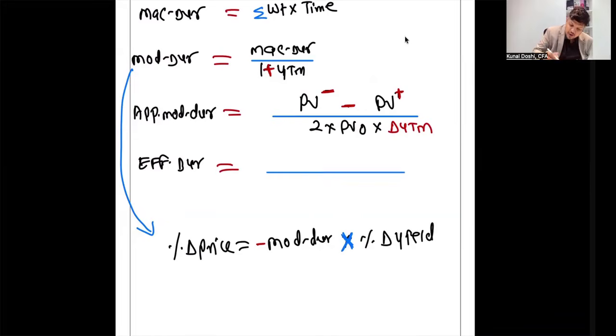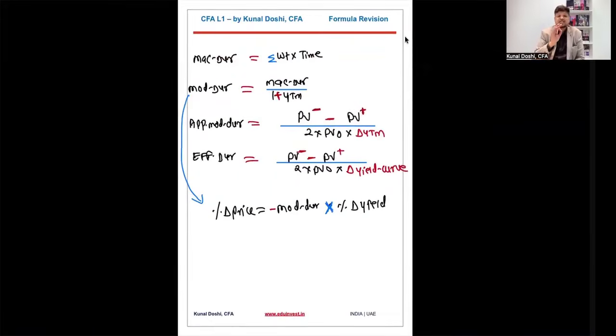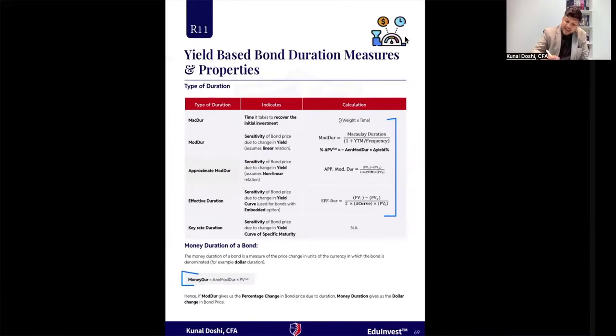But for effective duration, we use the same concept: PV minus and PV plus over 2 into PV0. Everything is the same in effective duration. Where is the difference? We use the change in the yield curve, or simply the curve, in the denominator. That's the only difference, no difference in calculation. Is this clear, everyone? Key rate duration doesn't have a formula. Key rate duration is used to find a specific maturity risk. Just for your reference, remember all of these are parallel shifts in the yield curve except key rate. Key rate is a non-parallel shift. Are you with me, everyone?